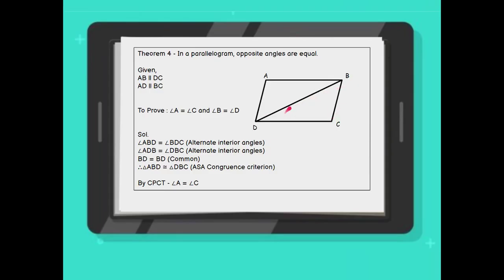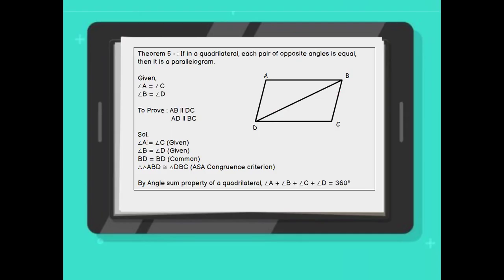Similarly, if I take the diagonal as AC and prove that triangle ABC is congruent to triangle ACD, in that I'll prove that by CPCT angle B is equal to angle D. So similarly, we can prove the one more thing also.